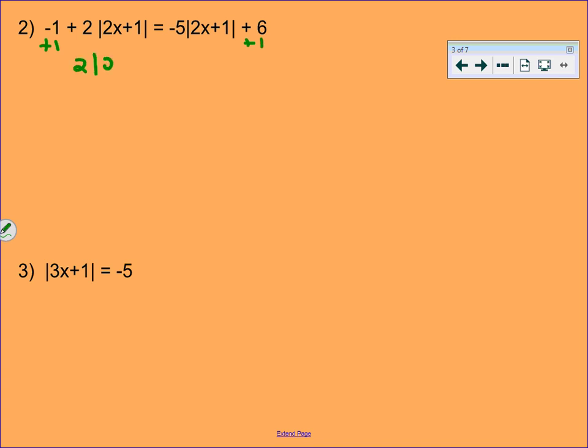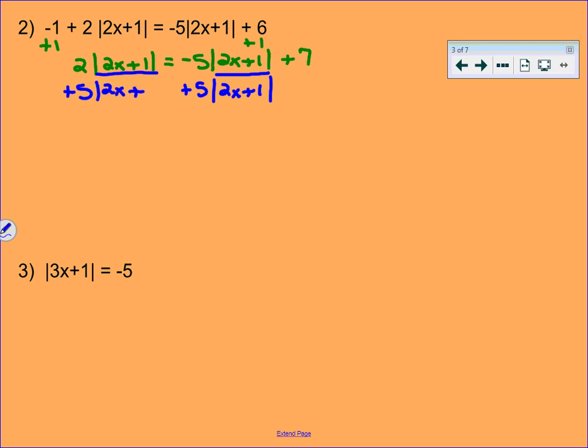We end up with 2 times the absolute value of 2x plus 1 equals -5, and the absolute value of 2x plus 1, and then plus 7 at the very end of that equation. What you may recognize now is that the two parts that are inside of our absolute value are the exact same. You have 2x plus 1 there, and 2x plus 1 that's inside of the absolute value. So we can actually take that and add it to both sides of our equation. It's just like saying we were adding 5x to both sides of the equation.